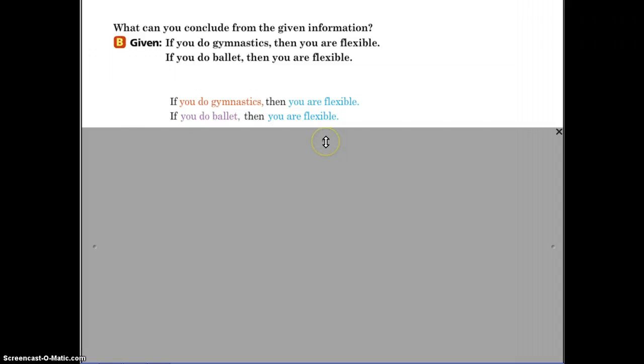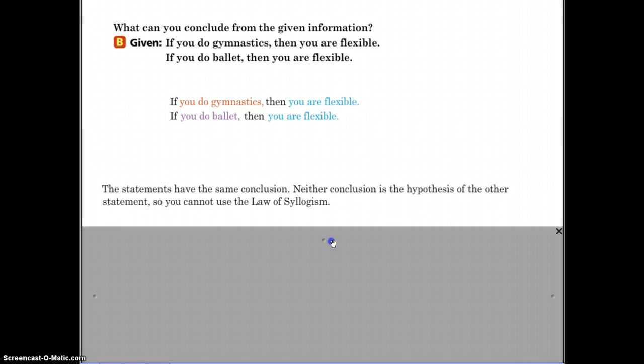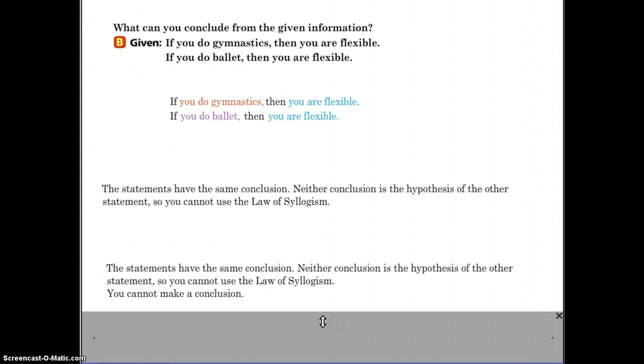So did this go in the correct order to be our law of syllogism? The statements have the same conclusion. Neither conclusion is the hypothesis, meaning you are flexible never came back to be our hypothesis. So we cannot use our law of syllogism here. These statements have no conclusion, so you can't tell me anything about this. You don't know anything about gymnastics and ballet, or about being flexible.